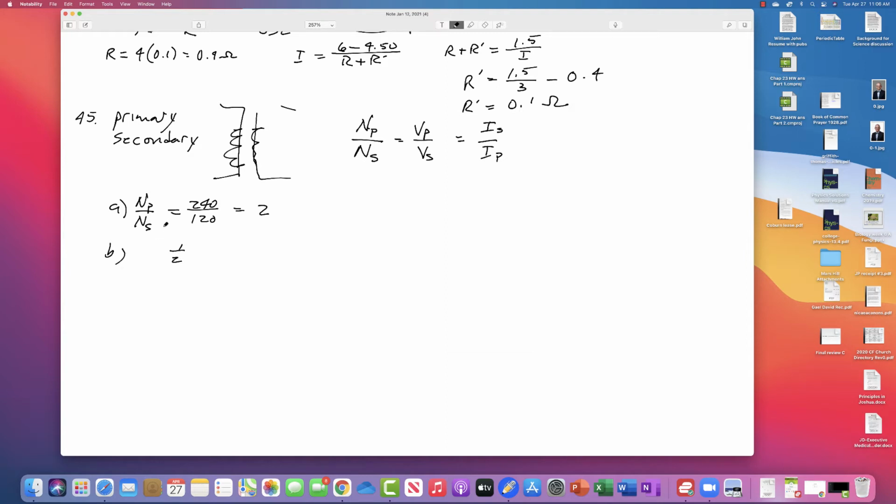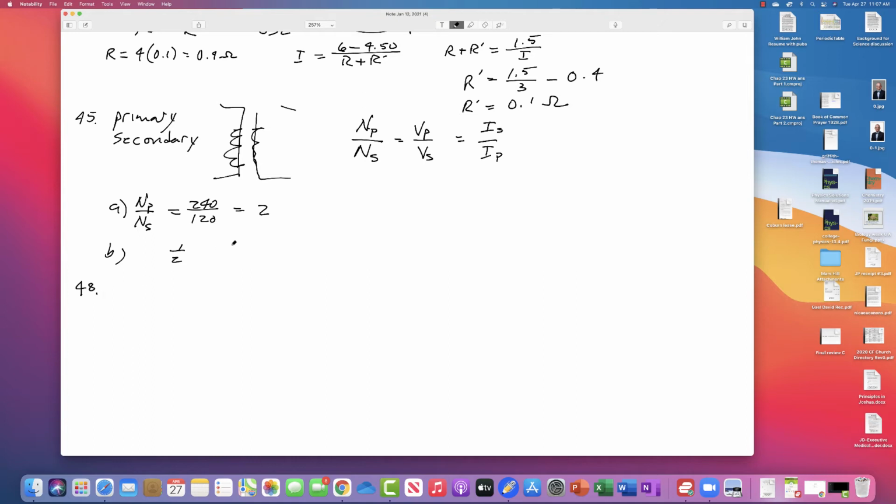And then it says, what do you do if you're from New Zealand and you go to the United States? You just reverse this, and it steps it up from the primary of 120 to 240. But the key here is the ratio is inversed if you go from New Zealand to the US.